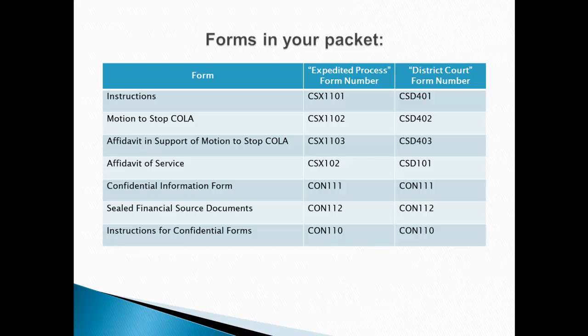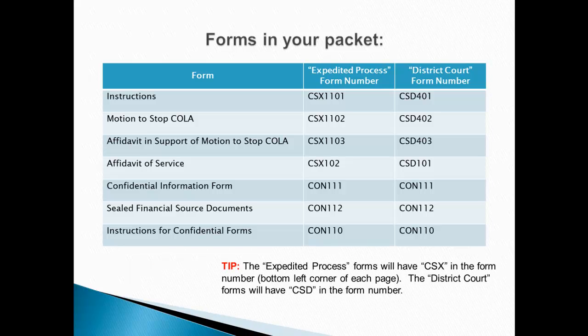There are several forms that you will need to complete in order to serve and file a motion to stop COLA. To make it easier to find all the forms you will need, the forms are grouped into packets on our website. Each form has a form number on the bottom left corner. When I talk about a form in this video, I will use the form number and the name of the document. The ex pro forms will have CSX in the form number, and the district court forms will have CSD in the form number.